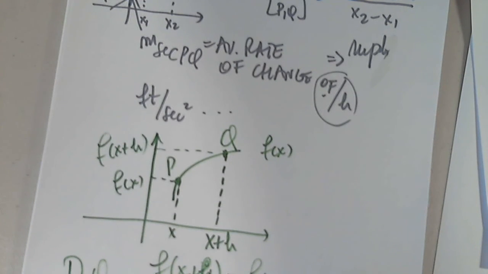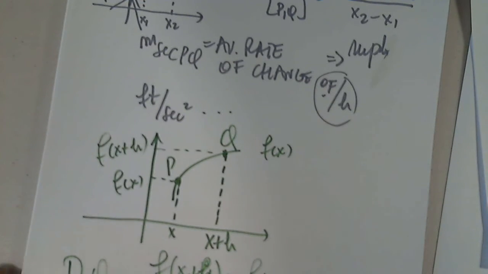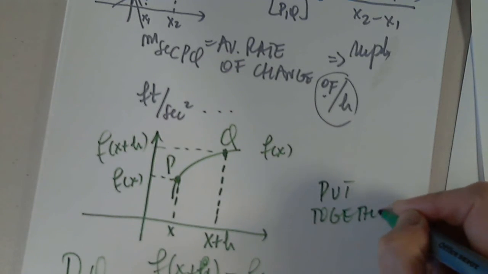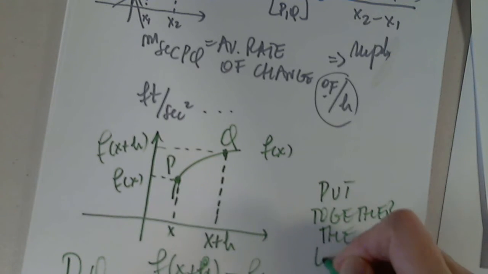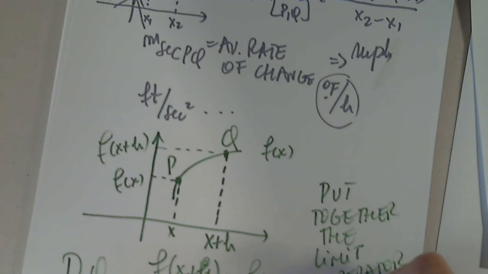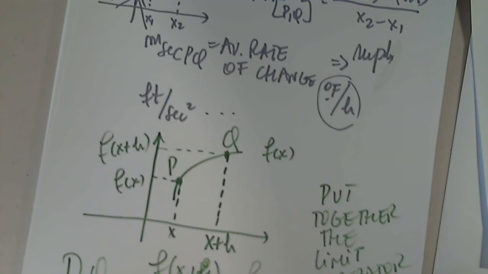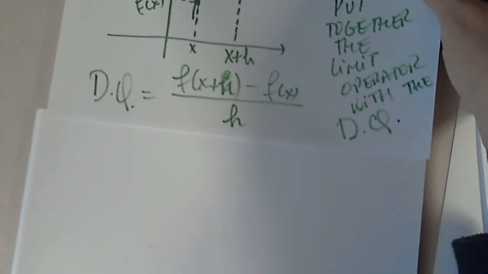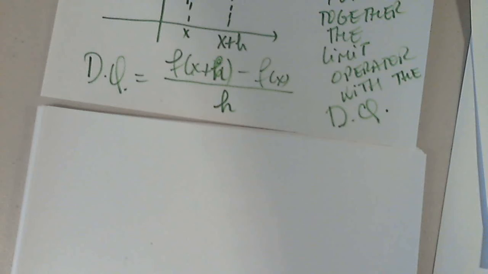And you will see what happens when we finish this section. We will be putting together, I already said that some time ago, the limit operator with the difference quotient. And you'll see what happens when we put these two together, the limit operator with the difference quotient. I wrote that some time ago for you. But now it's the time to talk about it in detail.